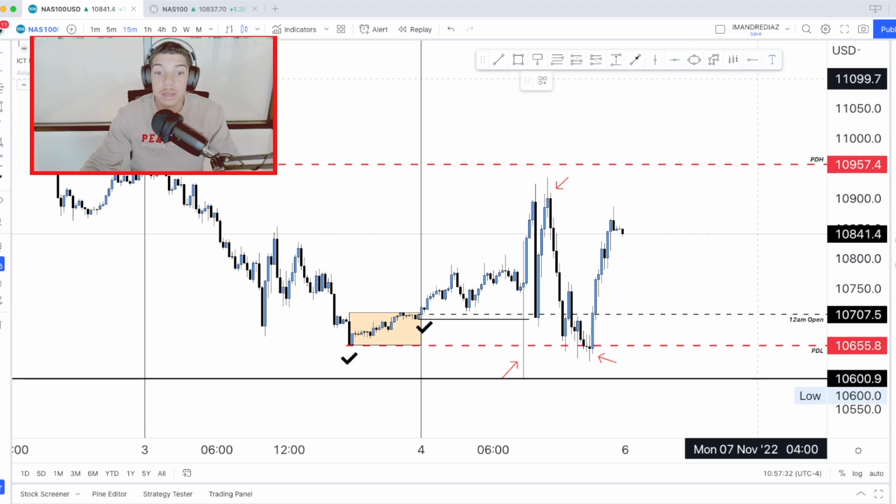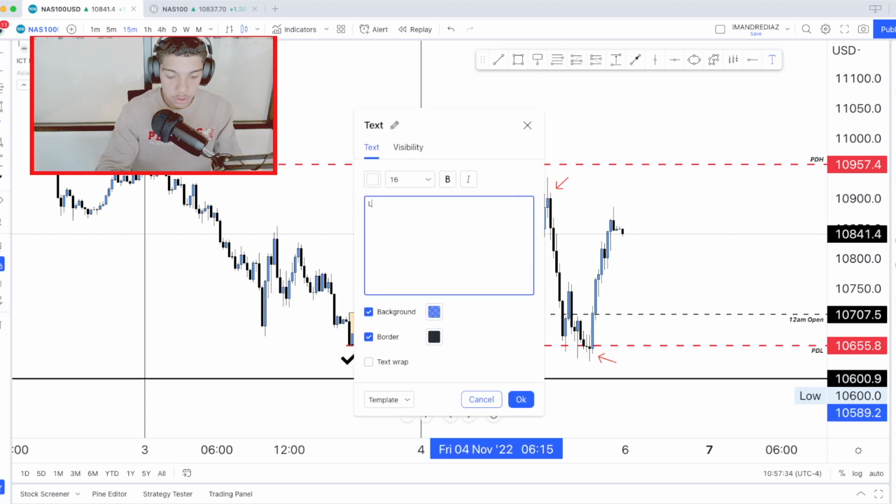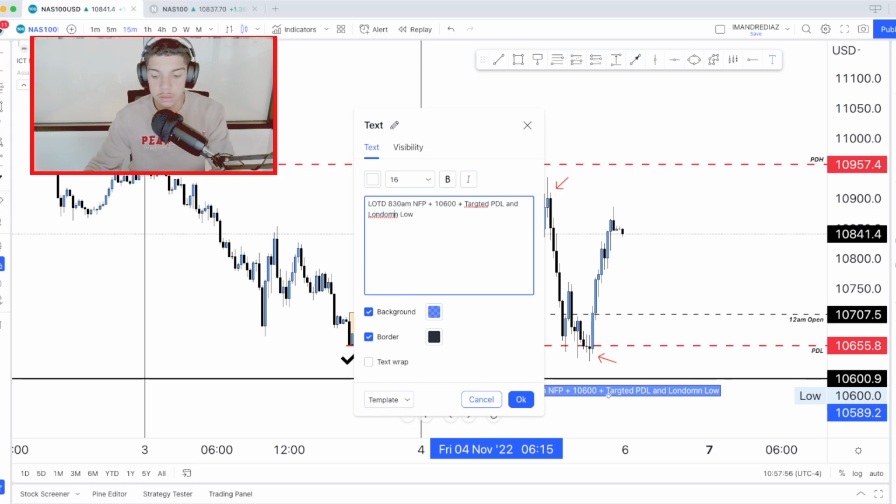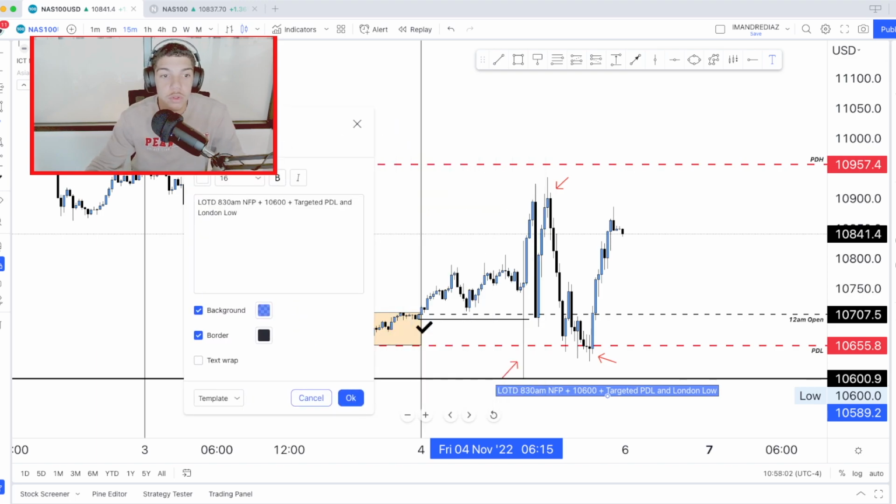So let's annotate all that. And this all happened at 8:30. So we have the low of the day at 8:30 a.m. I'm going to put in NFP. We had 10,600 get a reaction and a rejection. We also targeted the previous day's low and London low. Let me fix this spelling. London low, and we targeted the previous day's low, and we're also below the 12 a.m. open.